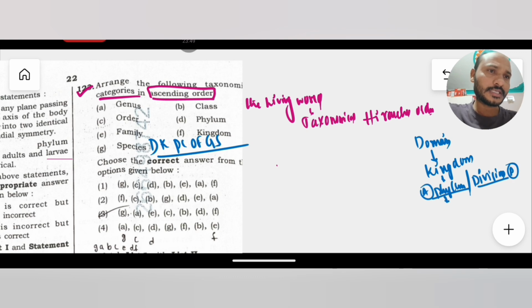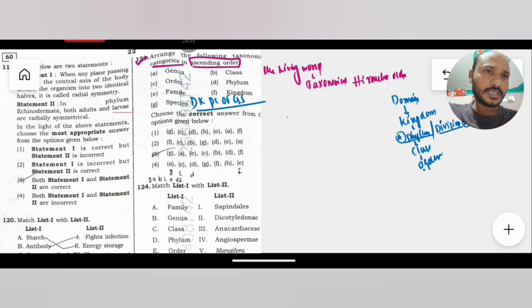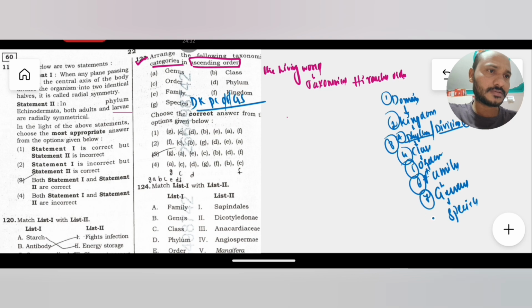Then after phylum, C means class, then O means order, F means family, G means genus, and S means species. These are the levels of hierarchical order. First domain, second kingdom, third phylum or division, fourth class, fifth order, sixth family, seventh genus, eighth species. These are the 8 levels in hierarchical taxonomy. Here it asks about ascending order, and remember ascending order means starting from lowest to highest.